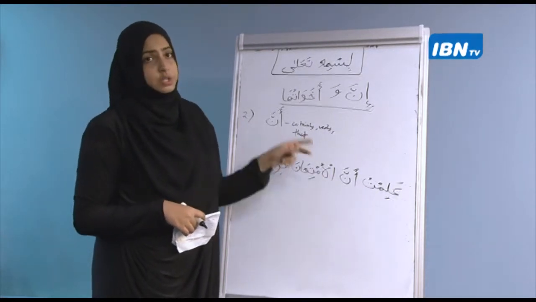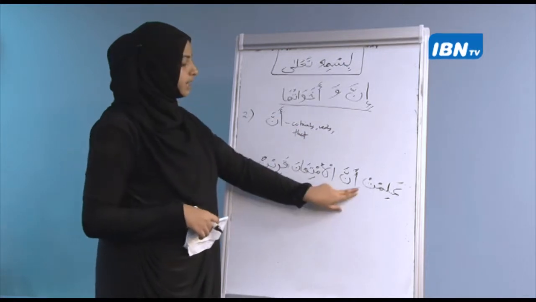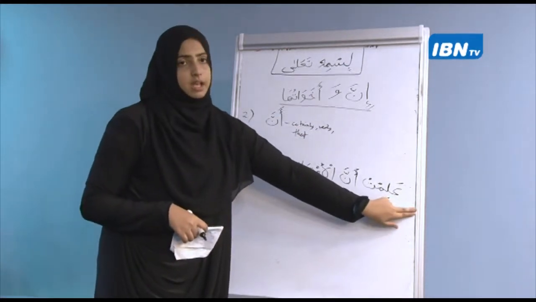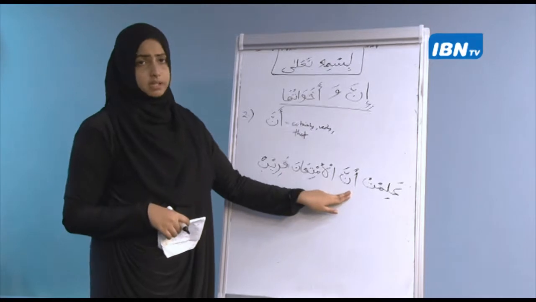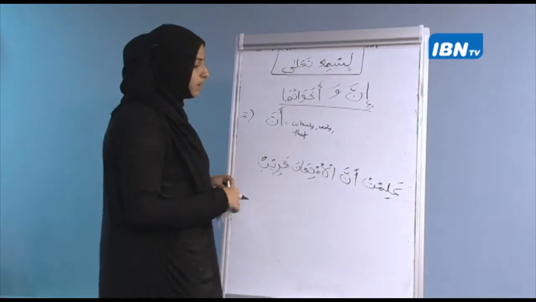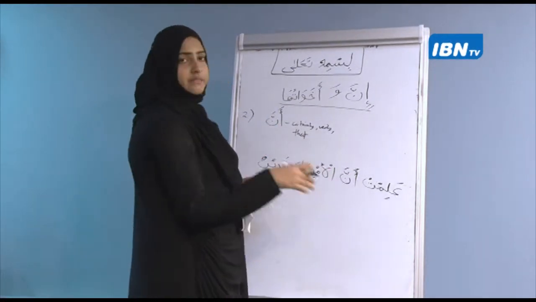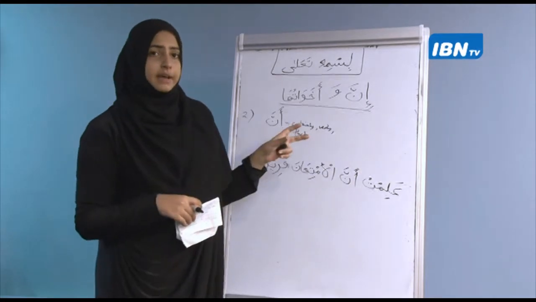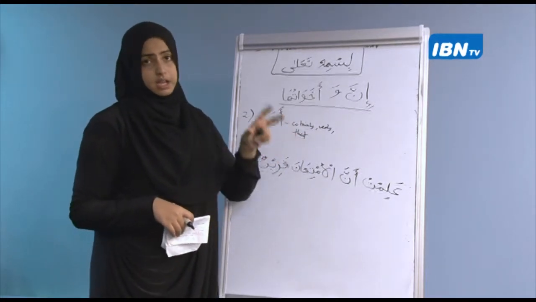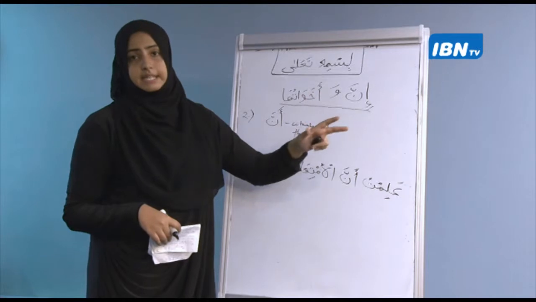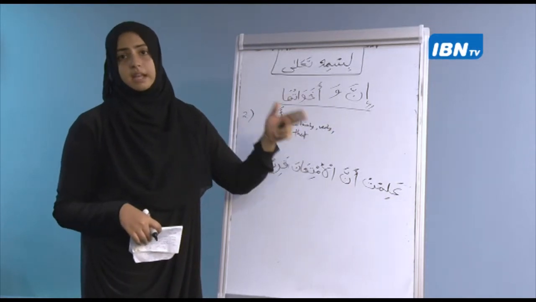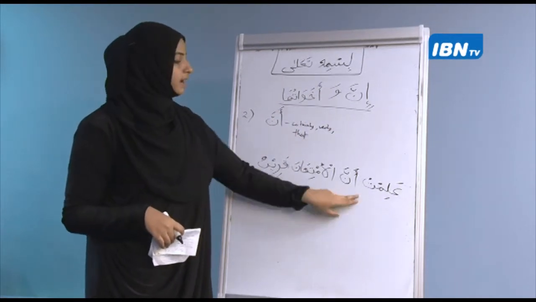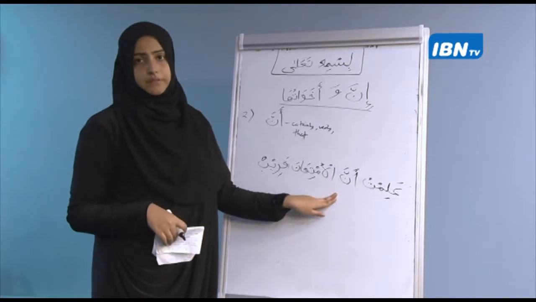If you were paying attention, you would have noticed that Anna has not come at the beginning. It has come in the middle of the sentence, not like Inna, right? So this is one of the differences between Anna and Inna. Inna comes at the beginning of the sentence, before the mubtada and the khabar. Anna comes in the middle of the sentence.